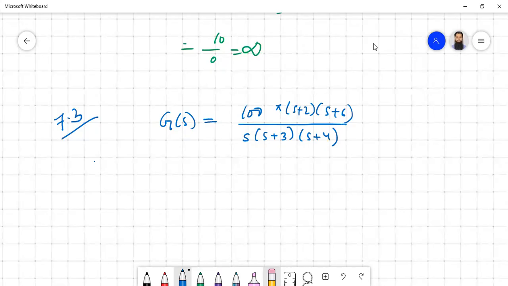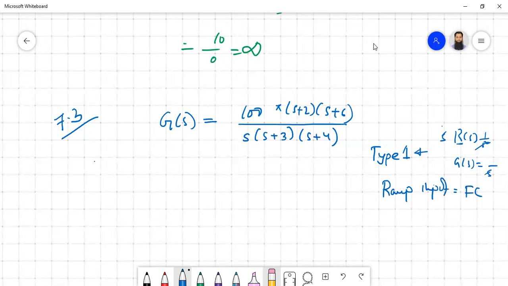Now we know that s to the power 1 is there, so this is a type 1 system. Only if the input has an s square, because in the formula you have R of s, s into R of s, and also in g of s you have 1 s there. So if this parameter is 1 by s square, then these will cancel each other, and eventually we'll get a finite value. So we know that only for the ramp input we're going to get some finite constant value.